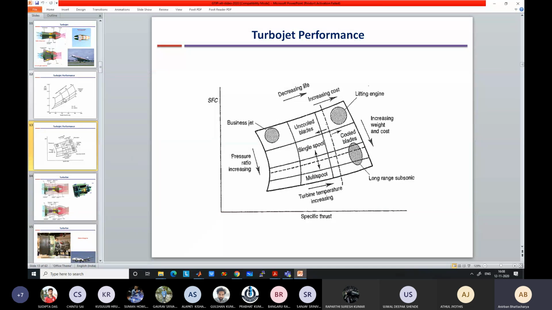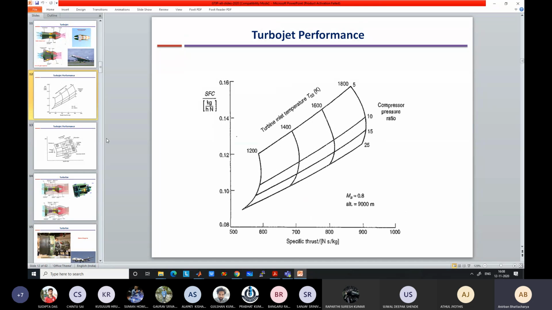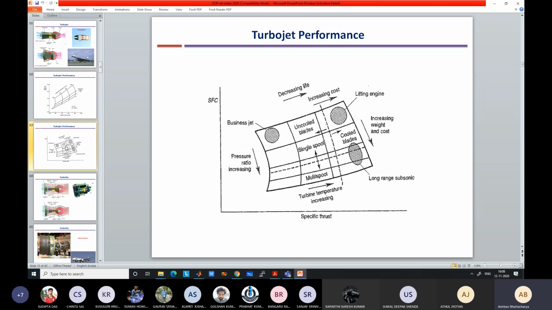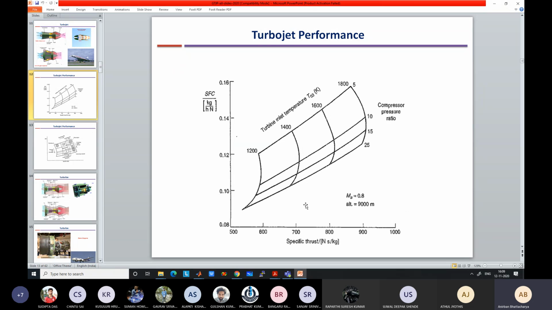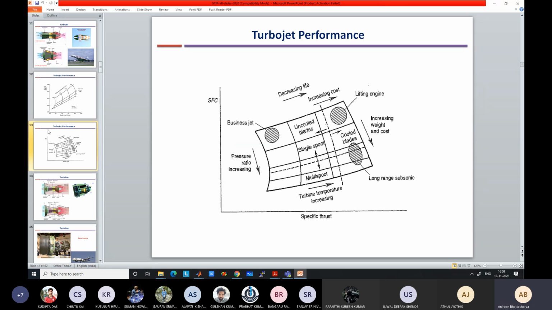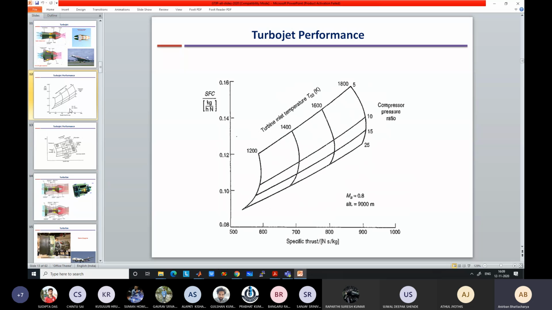So this is the same plot. Here they have put it in a more general way, instead of putting values. This axis shows increasing turbine inlet temperature, similar to our plot. And these are the lines corresponding to increasing pressure ratio. On this side you have the specific fuel consumption, and on this side increasing specific thrust. The same plot, but in a more generic way.